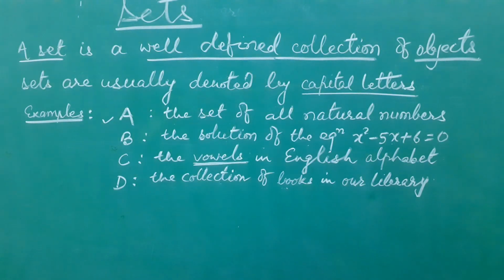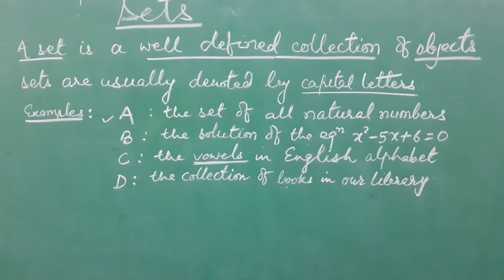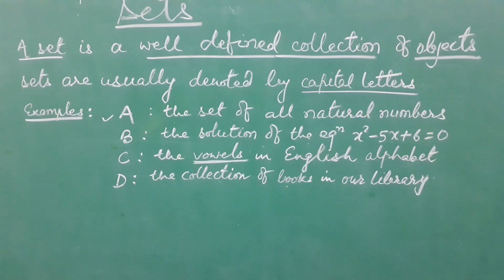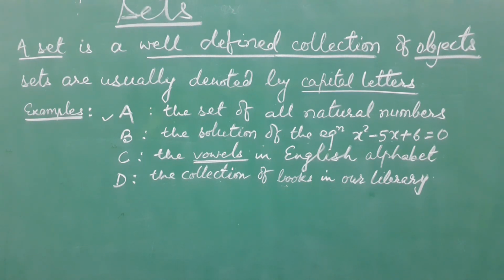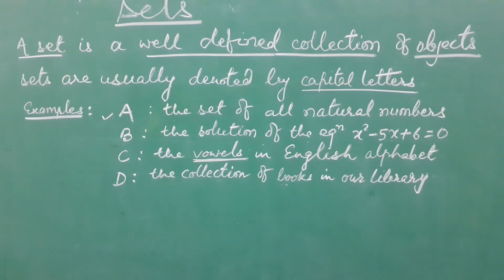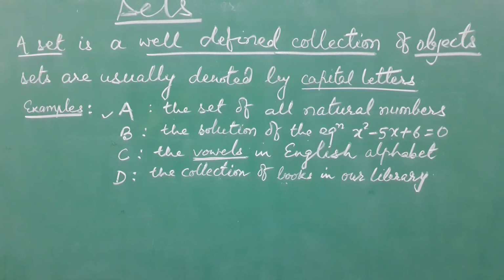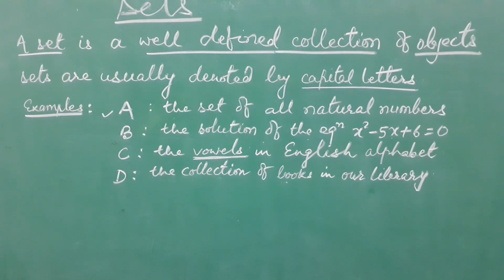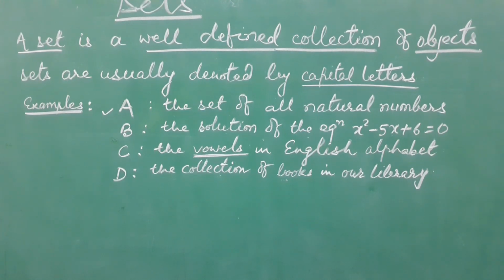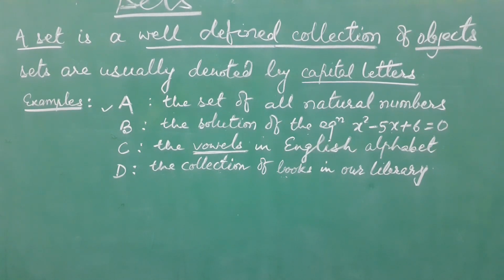The collection of books in our library, this is also well defined. If you are thinking of top batsman, top cricketer, then directly we don't have the criteria. Based on some ranking, like ICC ranking in 2020, we can say this is a top batsman. But directly, who will be the top batsman? We don't have criteria. Then that collection will not be a set.